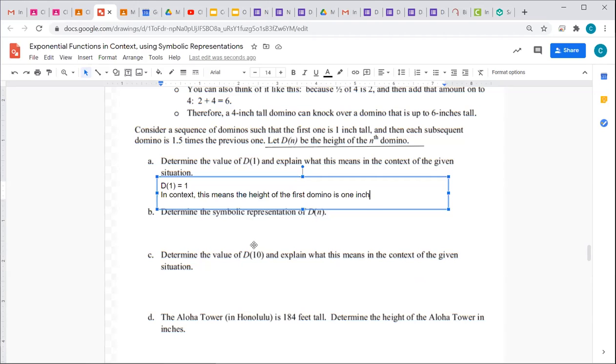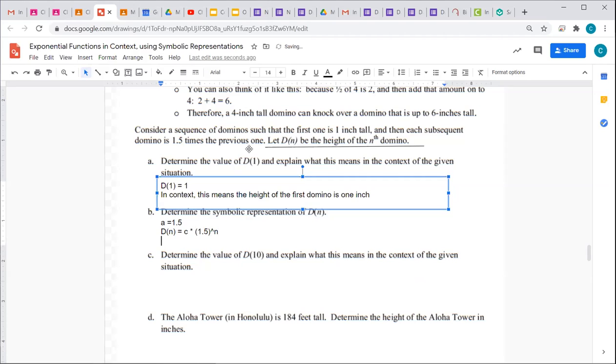Then they say determine the symbolic representation of d of n. All right. So first, I know that the constant ratio is 1.5. How do I know that? It tells me up here it's 1.5 times. So the a value is 1.5. That means d of n, I just plug that in, equals the initial value times 1.5 to the power of the input, which is n. Not 1.5, not 1 divided by 5. If you want, you can put the constant ratio in parentheses to make it a little clearer.